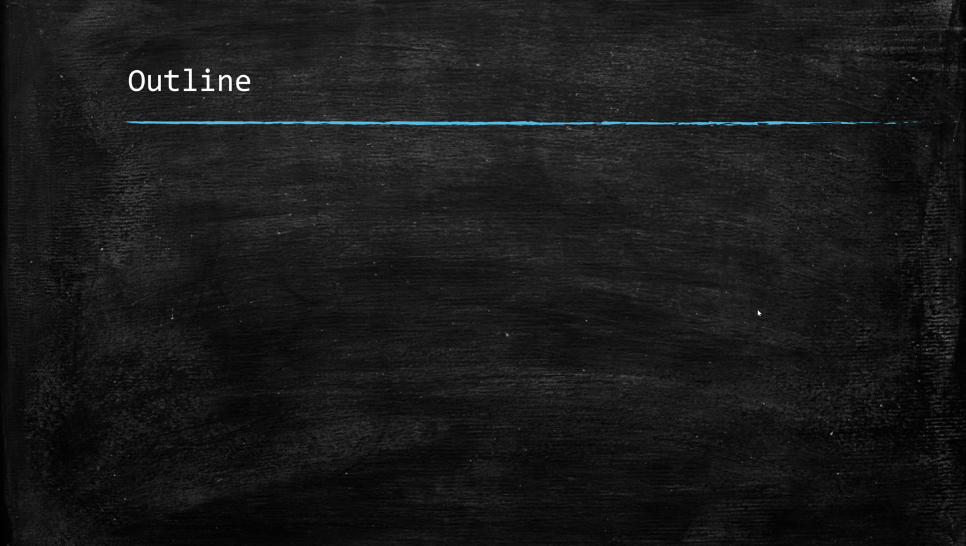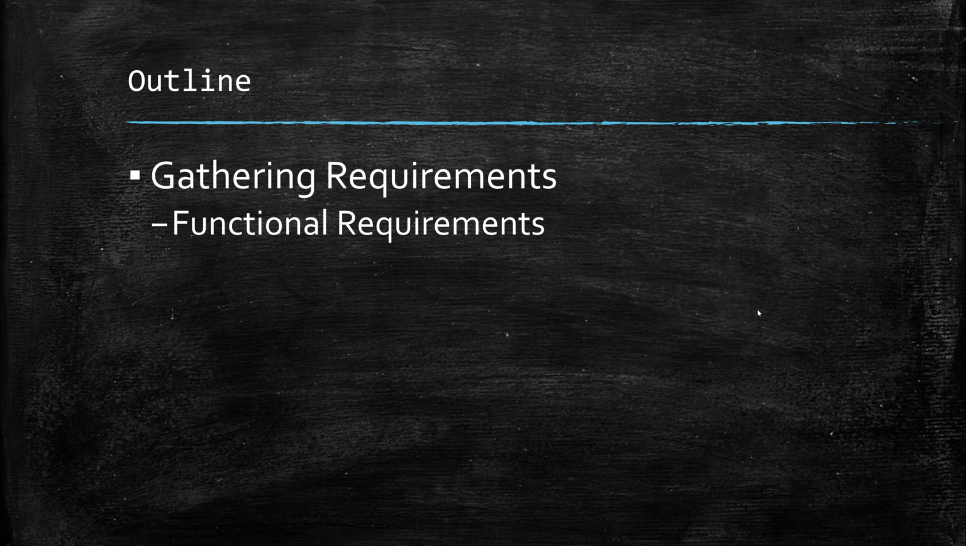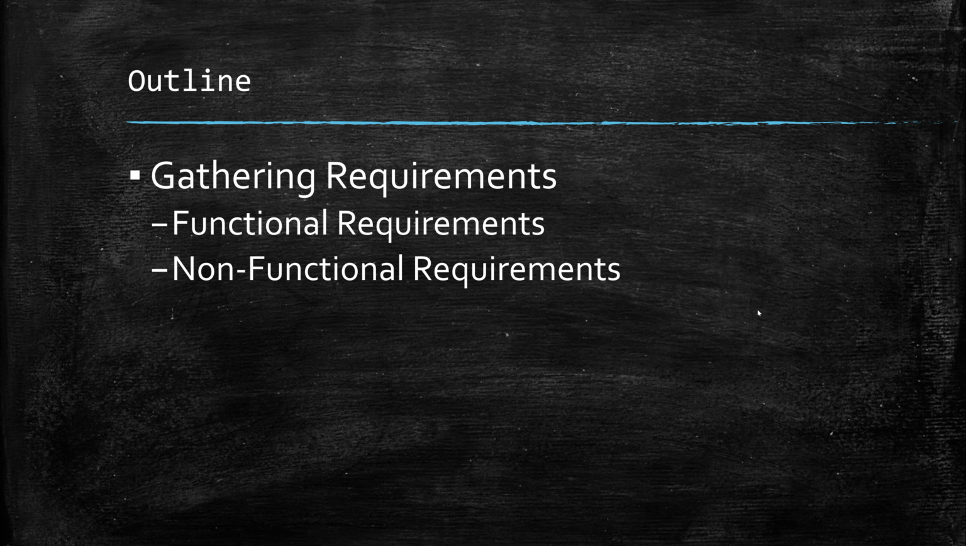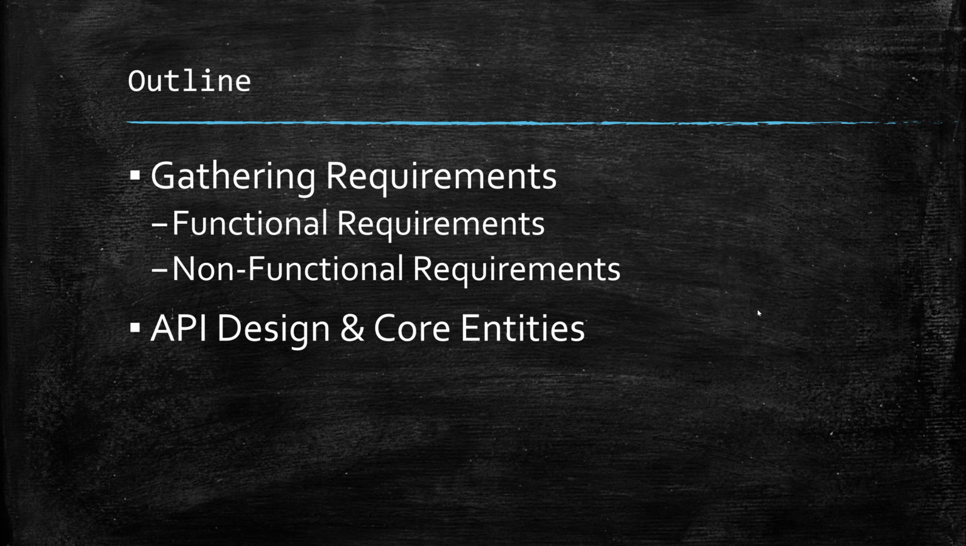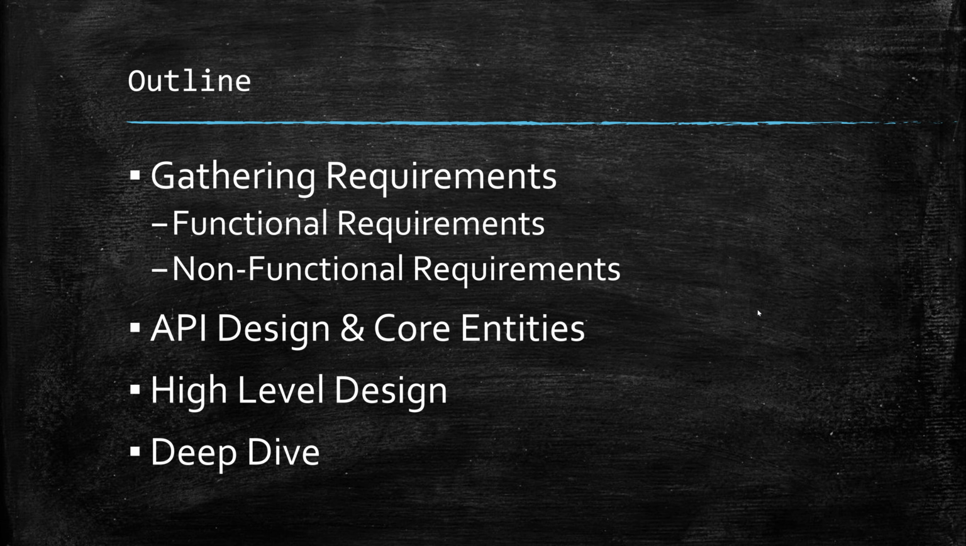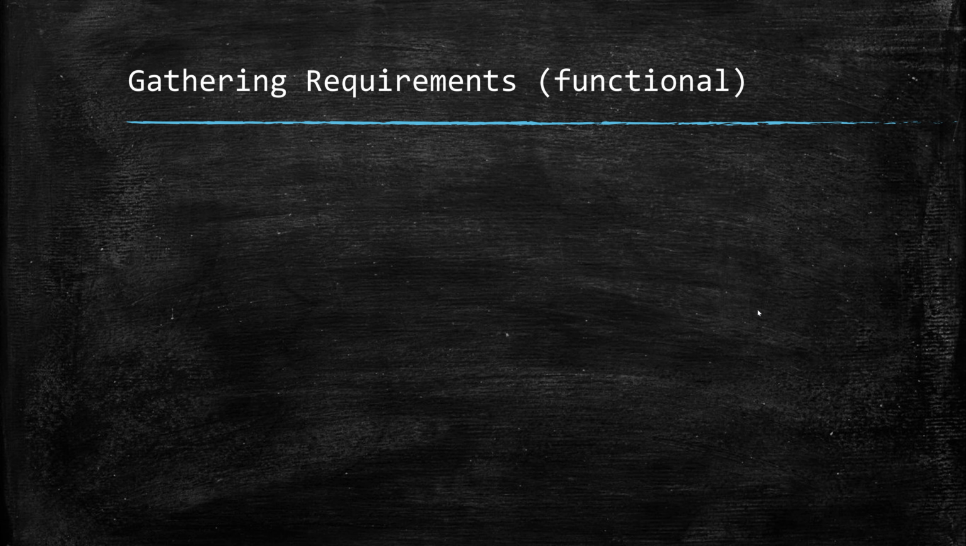Hi everyone, in this video we will be talking about the system design interview template. The outline of the template is as follows. We'll start with gathering requirements, the functional requirements and the non-functional requirements. Then we will move on to the API design and core entities. Next we will have the high level design in place, and after that, at last, we will have a deep dive section.